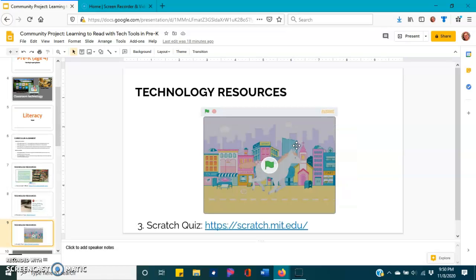My third technology resource is Scratch Quiz. It's also linked there on the screen. On Scratch, anyone can create a simple coding quiz or interactive audio mini presentation. And I recommend this tool for teachers in the classroom, even with the youngest students. On Scratch, you can also see other Scratch quizzes. It may be a little challenging to understand the coding concept initially, but if I can do it, you can too.